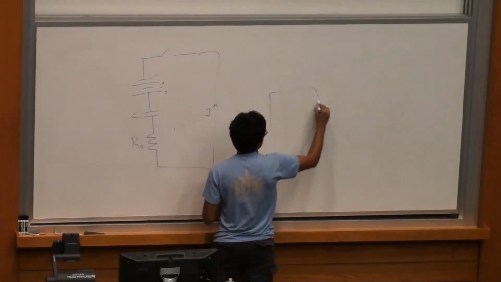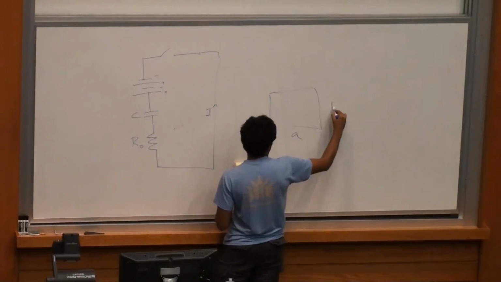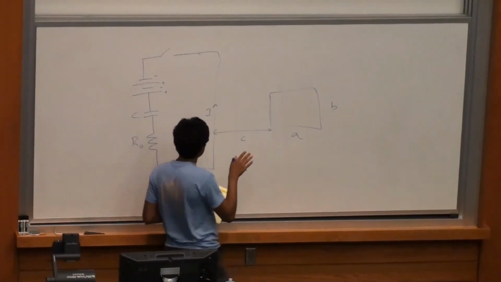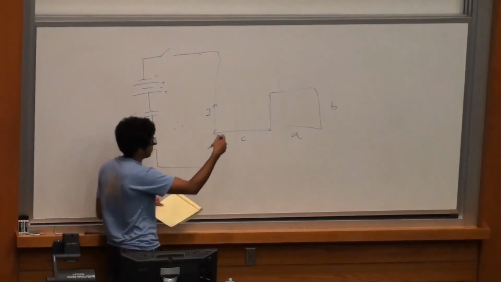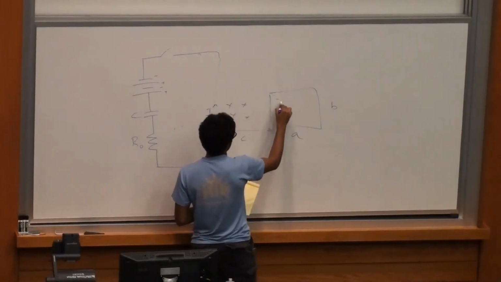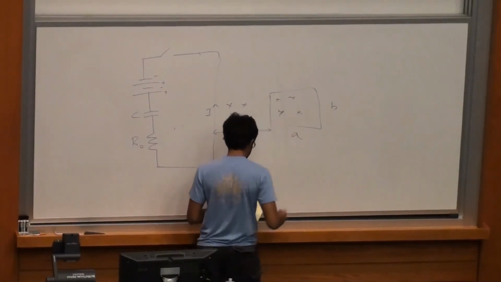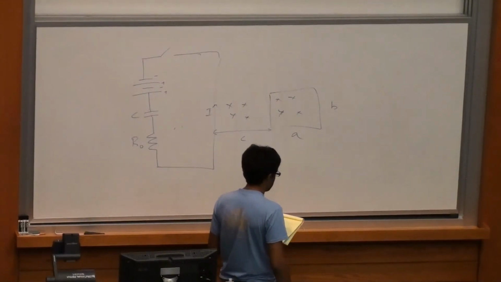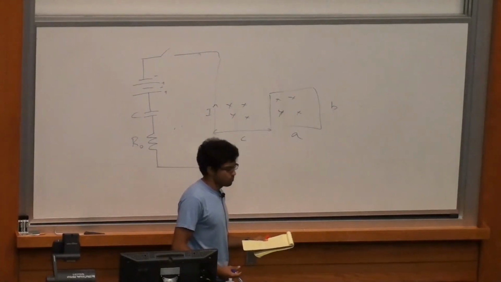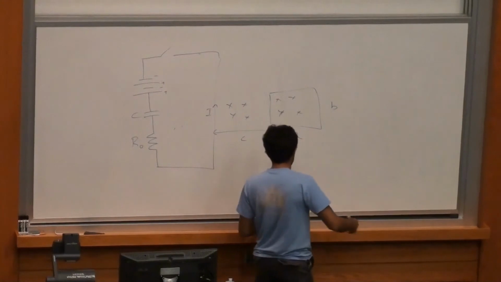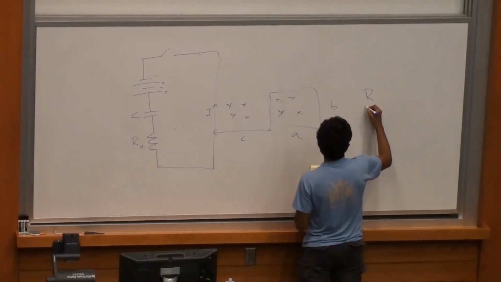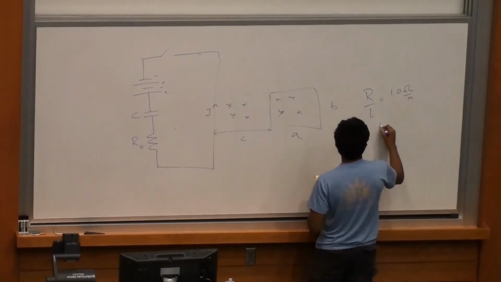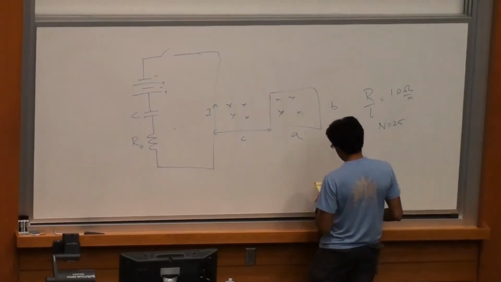I have another loop here, with dimensions A and B, and the distance between these two is C. If my current is going up like that, the right hand rule dictates that the magnetic field goes into the board. And I believe they give you the resistance per meter for this wire. If you have a total length of L, then R over L equals 1.0 per meter. We know that N is equal to 25 turns.